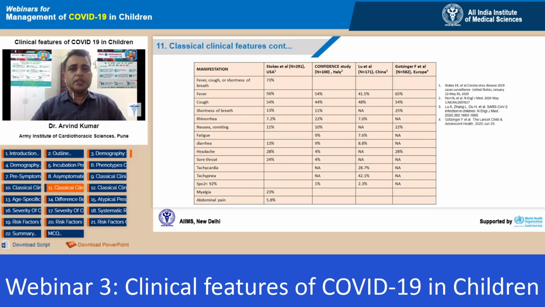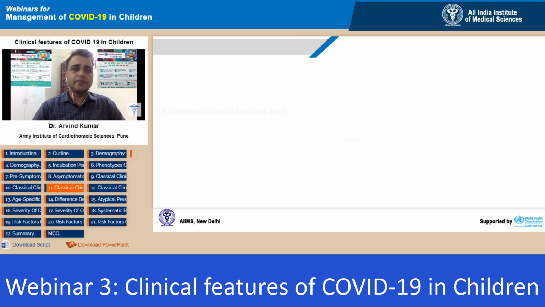This table shows clinical features from various countries. Fever was the most common, present in only 50 to 60% of cases. Cough was present in about 50% of cases. Rhinorrhea ranged from 7 to 20%, and about 10 to 20% had nausea and vomiting. 8 to 13% had diarrhea. Sore throat was reported in 24% of children, according to one study from USA.